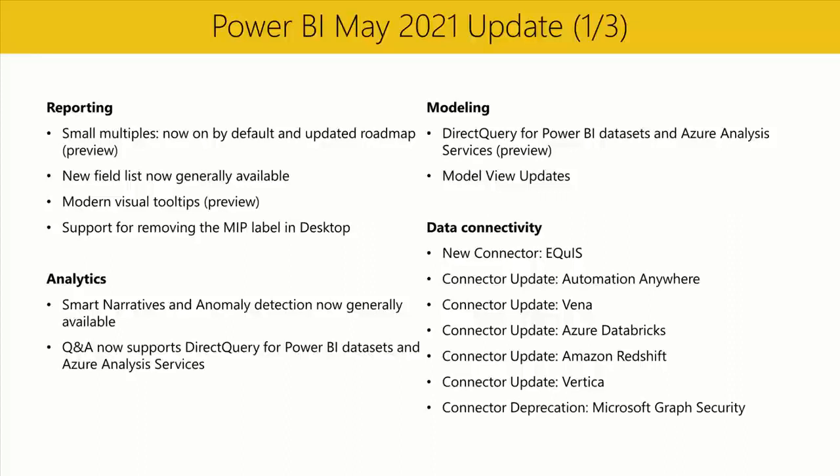In the Analytics section, we're excited to announce that Smart Narratives and Anomaly Detection are now generally available. Smart Narratives now supports the summarization of more visuals, such as maps, KPI, gauge, card, multi-row card, and key influencers, as well as localization for 43 languages. We've also made a number of accessibility changes to both offerings.